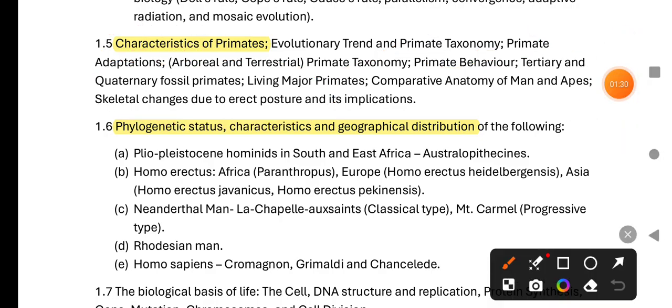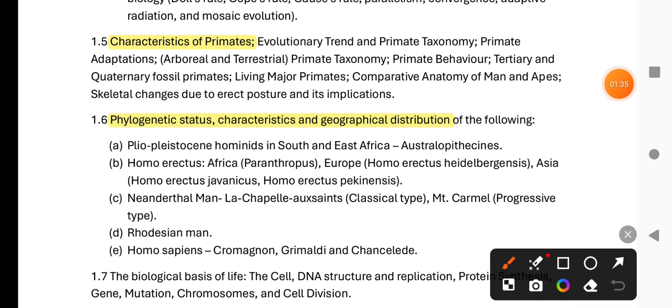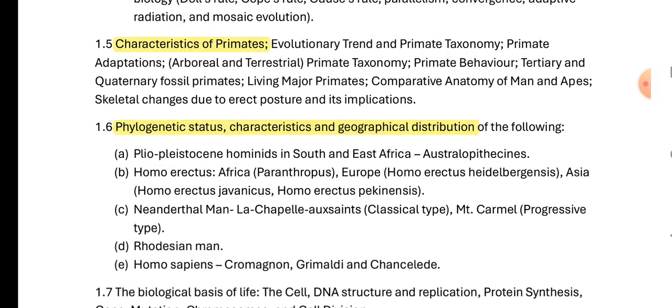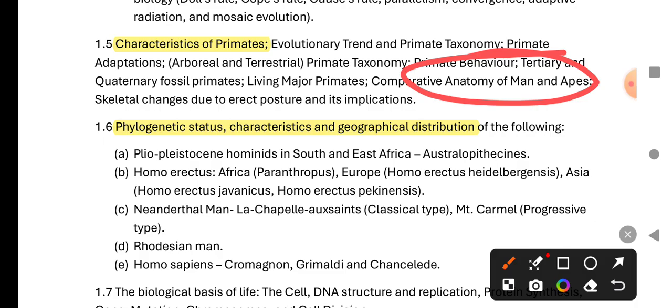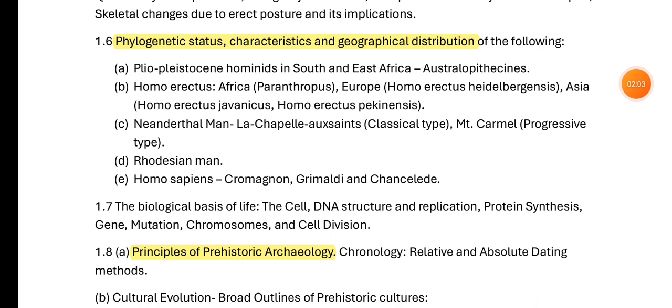That means the Pleistocene period. We will start with the Pleistocene period, like Neanderthal man and Homo erectus. Okay, and the living major primates, and the comparative anatomy of man and apes, which is very important. UPSC has asked from this topic, the comparative anatomy of man and apes, multiple times, and what are various skeletal changes due to erect posture, and various implications of this.